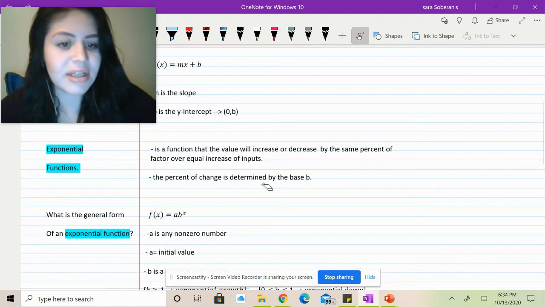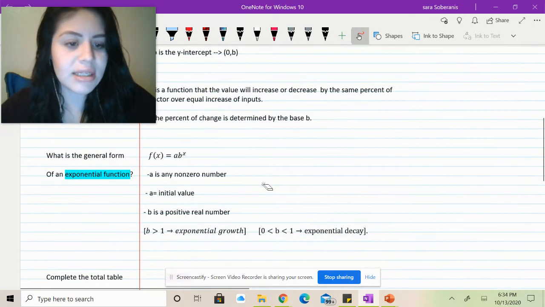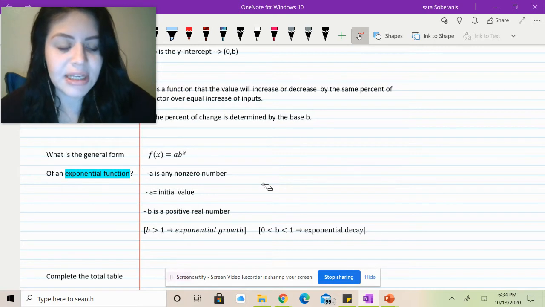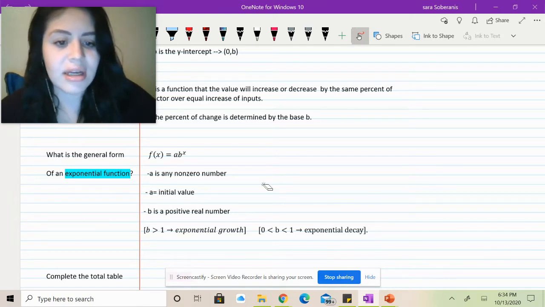Now, exponential function. This is a function where the value will increase or decrease by the same percent or factor over equal increases of inputs. The percent of change is determined by the base b. Now, what is the general form? f of x equals a times b to the x power, where a is a non-zero number, a is the initial value, and b is a positive real number.